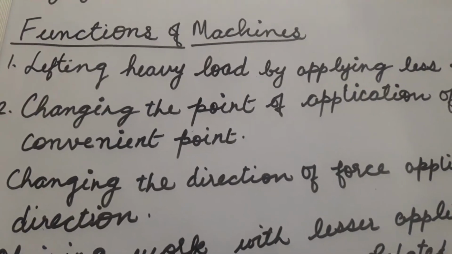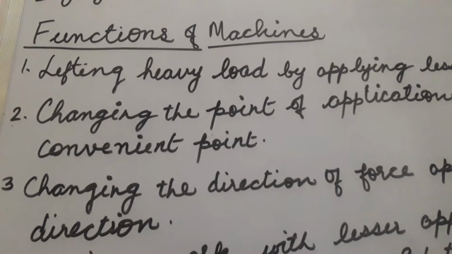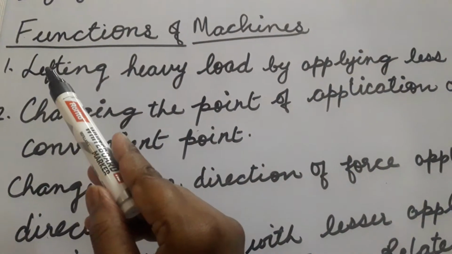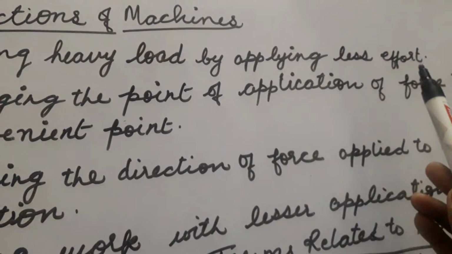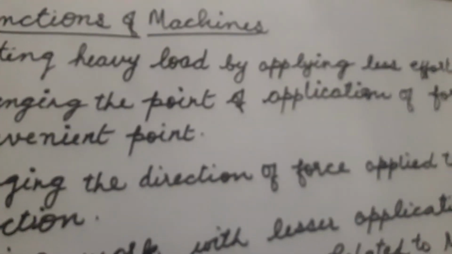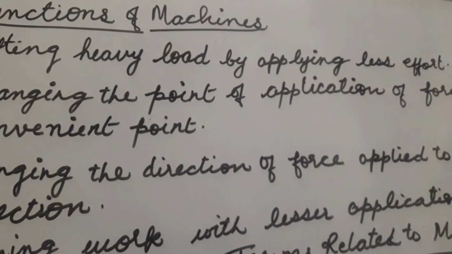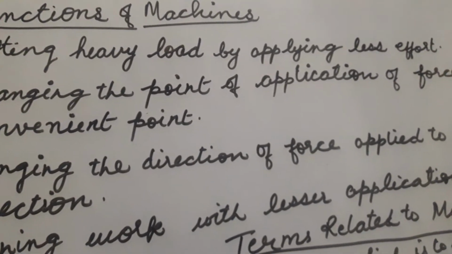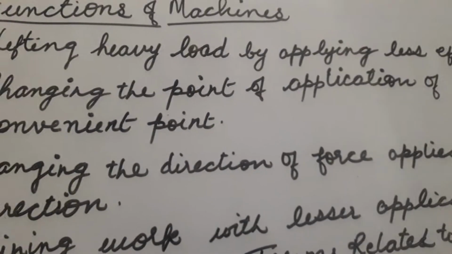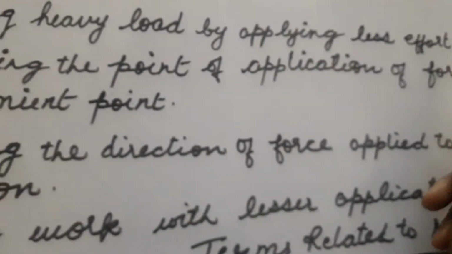Okay children. The next is functions of machine. So I will tell you about the different functions. The first is lifting heavy load by applying less effort. I'll give you one example. A jack is used to lift a car. A car is very heavy and a jack is used when we want to lift the car, and a bar is used to lift a heavy stone. So this function is lifting heavy load by applying less effort.